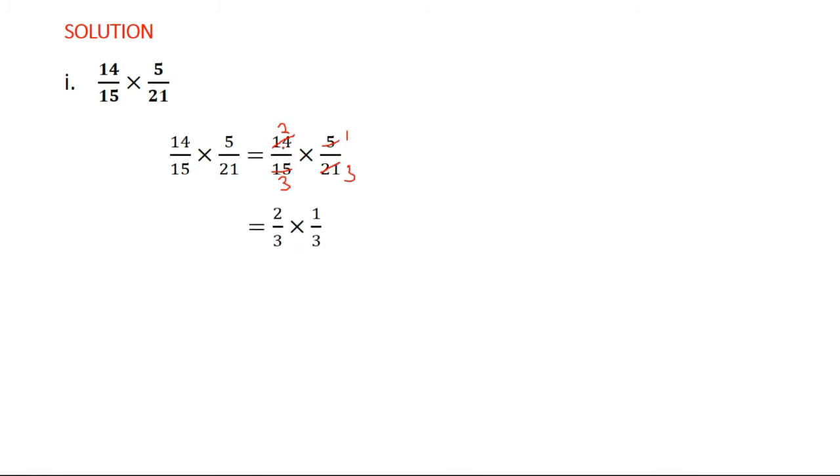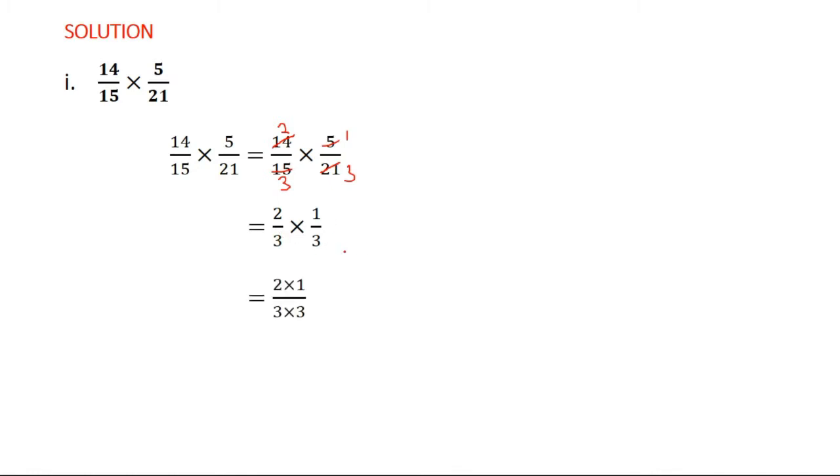So we can see that right now we have cancelled the 14 out to get 2. We've cancelled 15 out to get 3. We've cancelled 5 out to get 1. And we've cancelled 21 out to get 3. So everything is in its simplest form now. So we can do the multiplication.